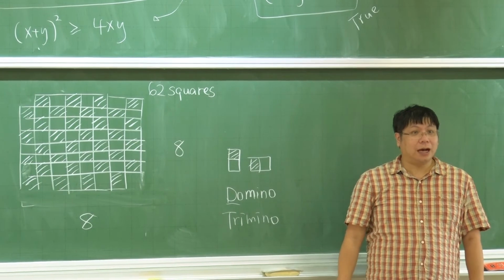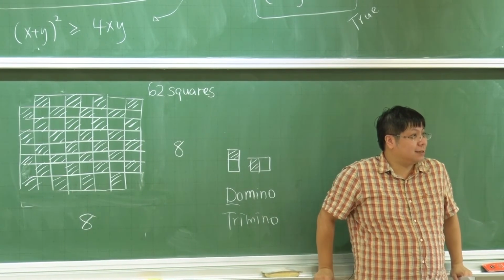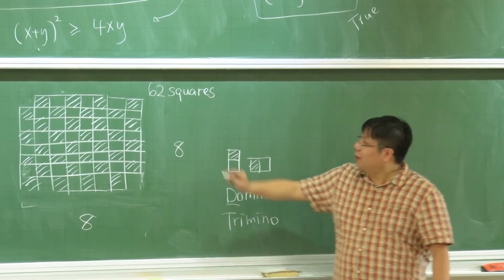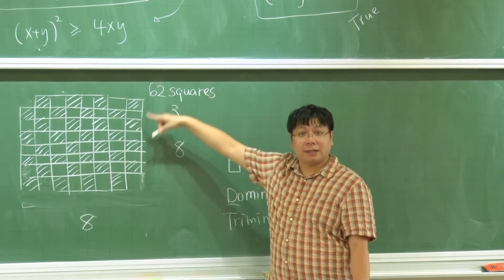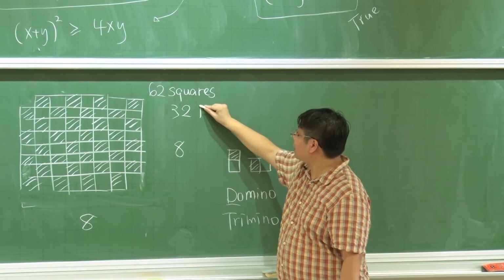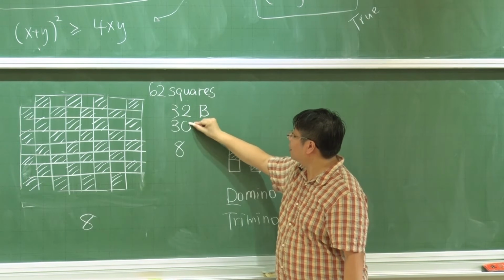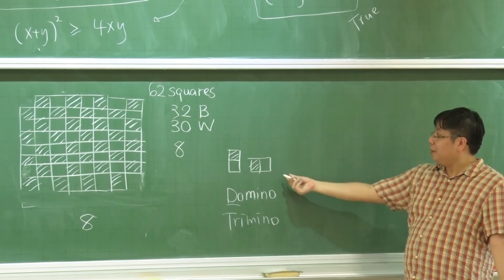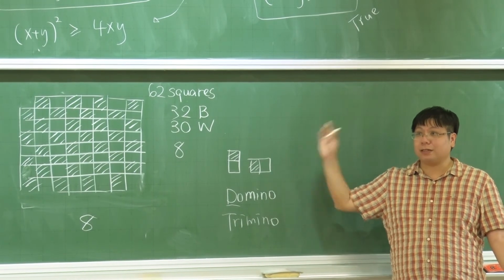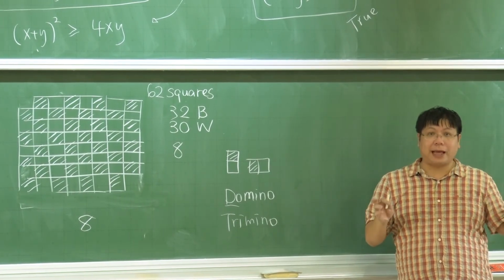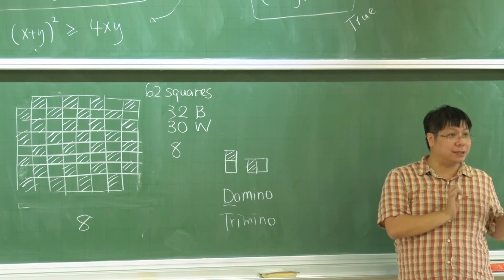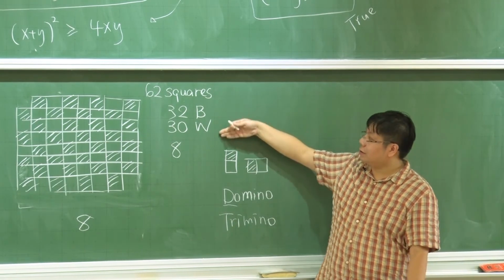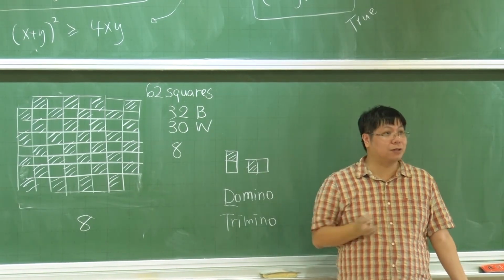All right? How many of them are white? How many of them are black? In my example here, there are going to be 32 blacks and 30 whites. Is that okay? And this is a proof. Because if we are using domino pieces to cover, then the number of blacks and the number of whites have to be the same. And now they are not the same. So this does not work.